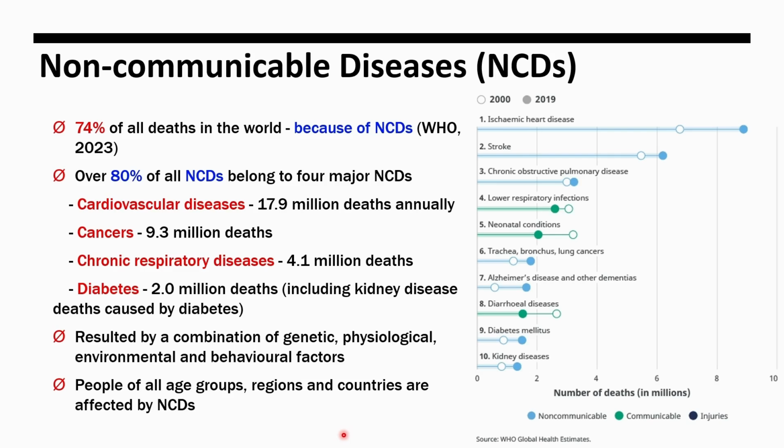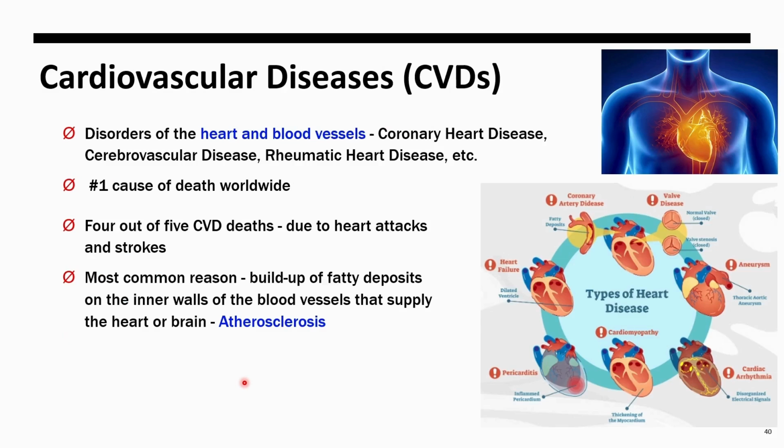So these NCDs result from a combination of genetic, physiological, environmental and behavioral factors. People of all age groups, regions and countries are affected by NCDs. The first NCD that I am going to talk to you about is cardiovascular diseases. These are diseases of the heart and blood vessels. These include coronary heart disease, cerebrovascular disease, and rheumatic heart disease.